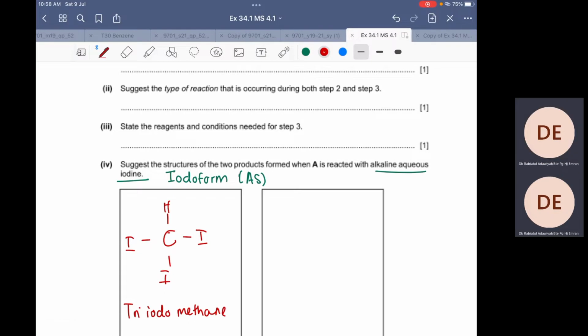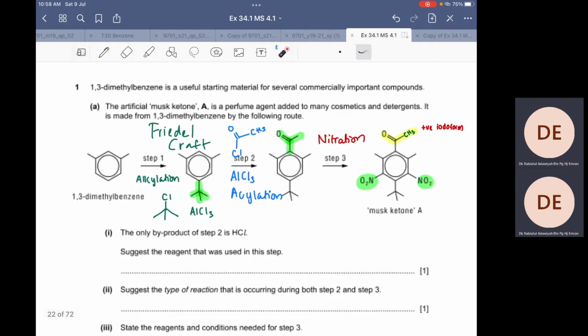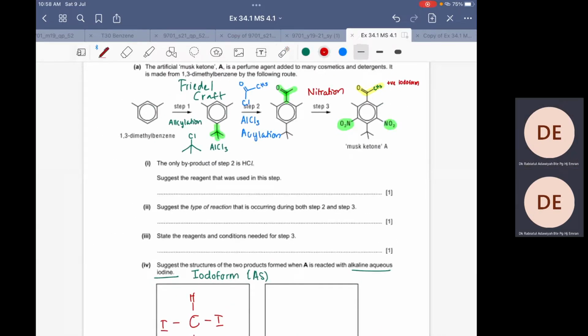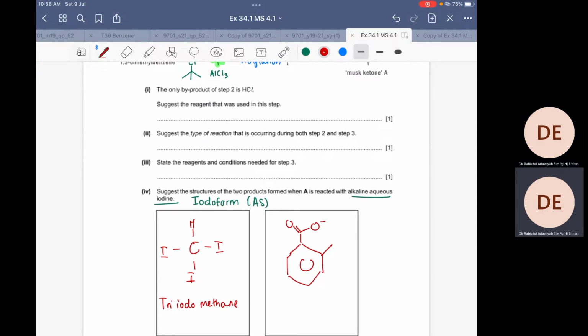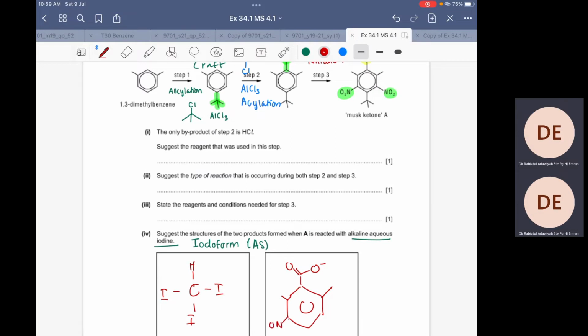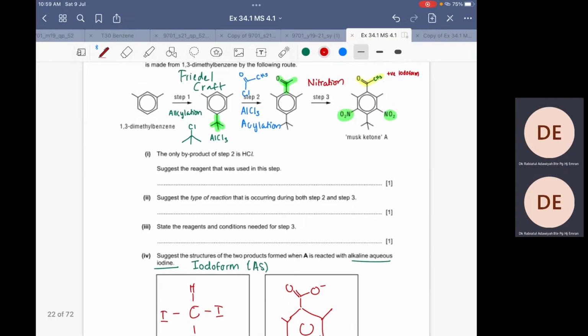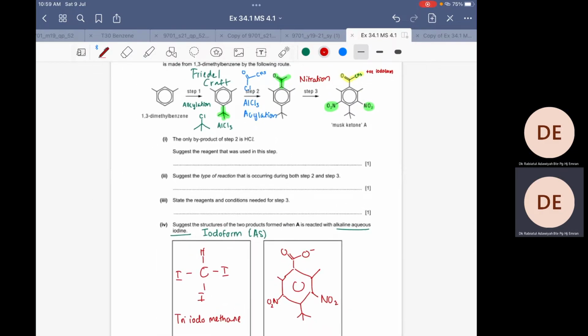And the other product is this part, okay? It forms a carboxylate. Actually, I also don't remember that reaction, but O minus, and then the rest of the molecule stays unchanged. Then we've got an NO2, NO2, and that chicken foot. Okay, so please refer to your AS notes for this reaction.